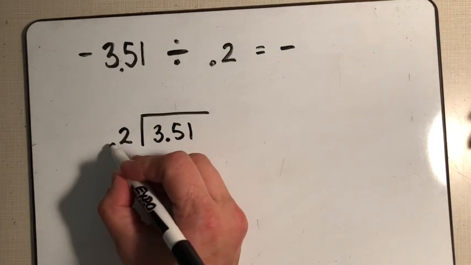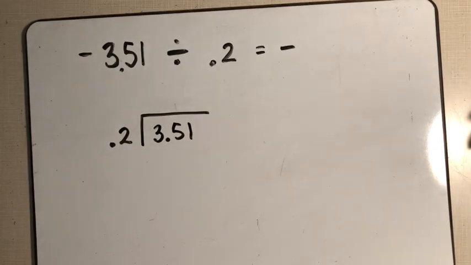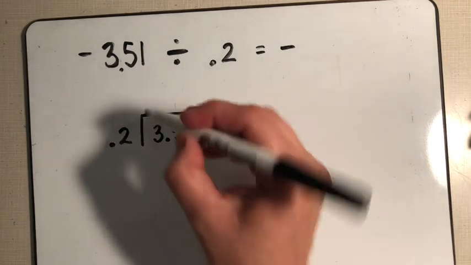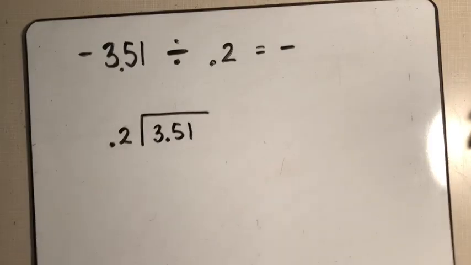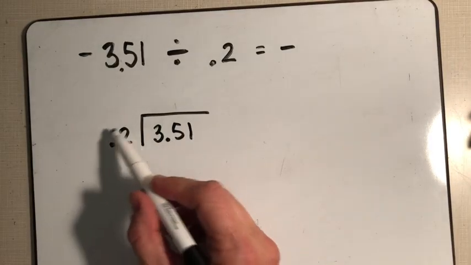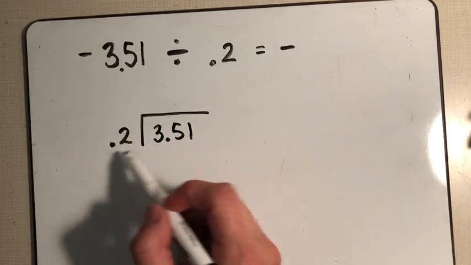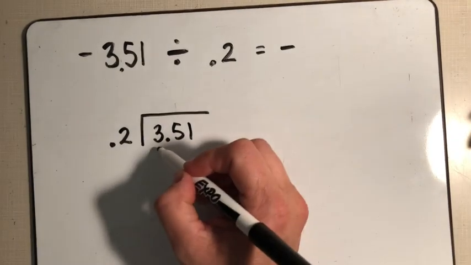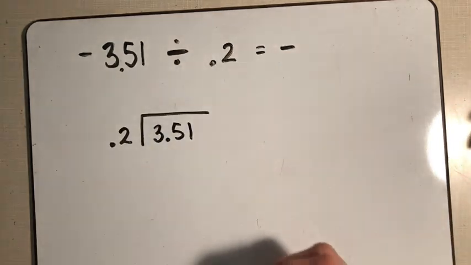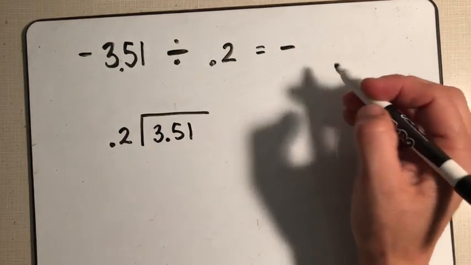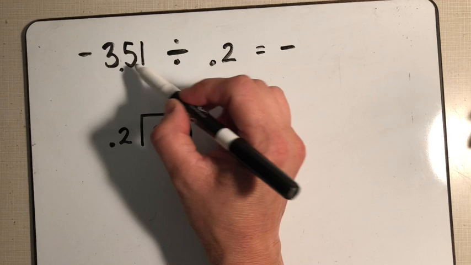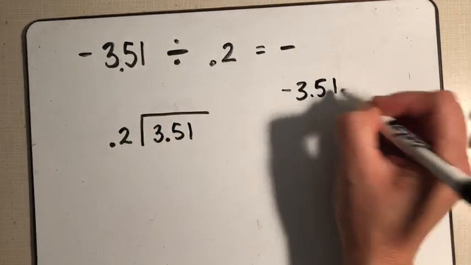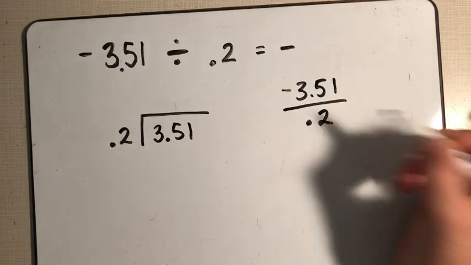The problem here is this 0.2. I don't have any way of taking care of that decimal. Remember, I'm going to do my answer and then pop this decimal right up into my answer. And I'm not going to have any way of showing that this was not a 2, this was a 0.2. So we have to get rid of this decimal. And we're going to do it by recognizing that all division problems are the same thing as fractions. So negative 3.51 divided by 0.2 is the same as negative 3.51 over 0.2.